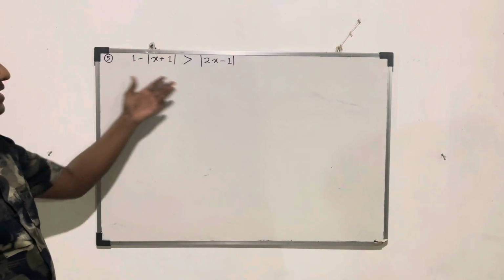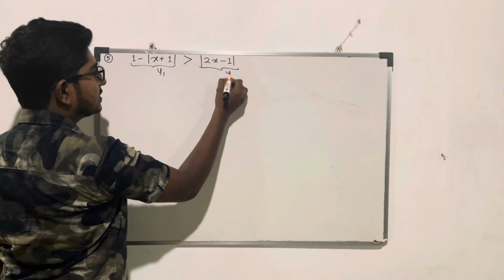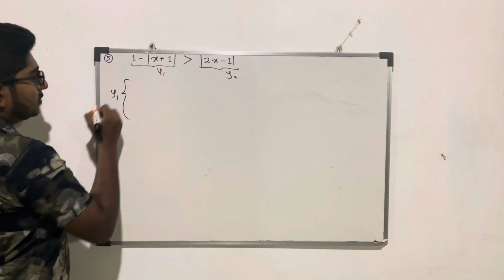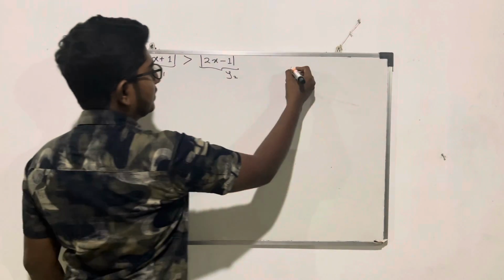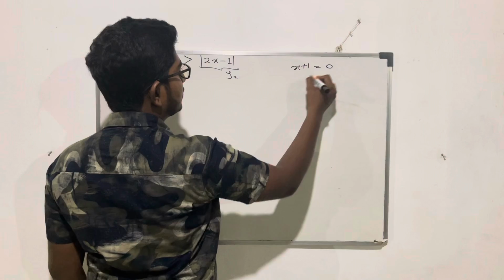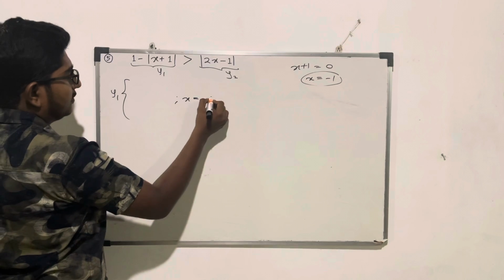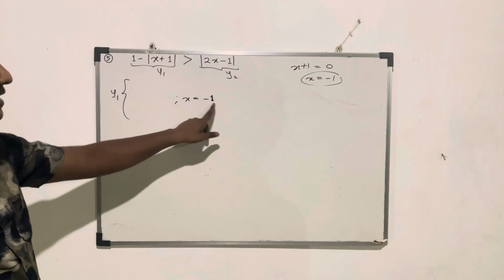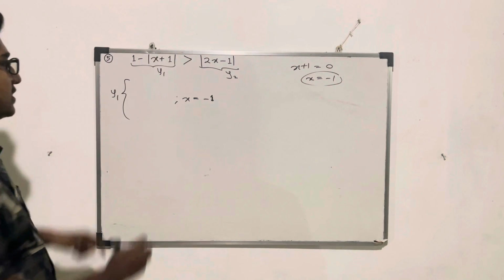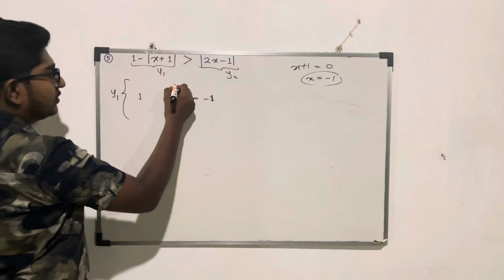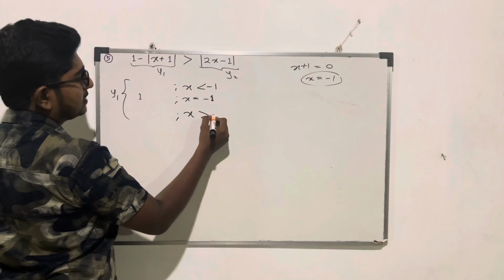Question number 5. So this is an inequality problem. So we have to take this part as y1, this as y2. Initially we have to take only the modulus parts. The modulus part is x plus 1. Then equate that to 0 and find the value of x. X is minus 1. Then we have to find the value of y1 when x equals minus 1. So when x equals minus 1, this bracket becomes 0. The answer is 1. Then we have to find the functions of y when x is less than minus 1 and x is greater than minus 1.